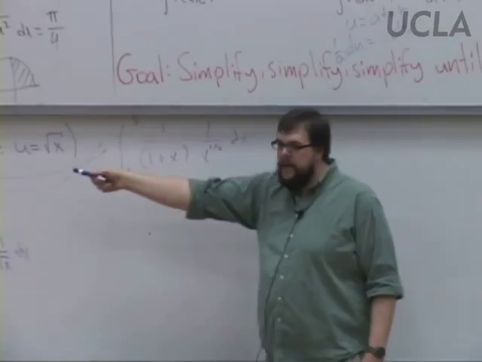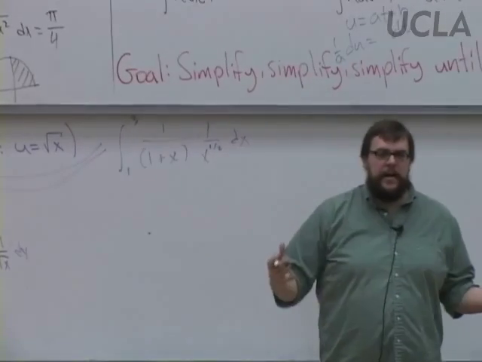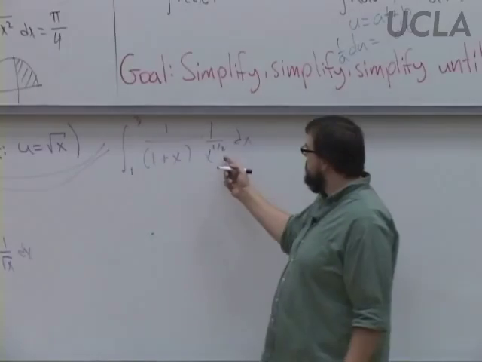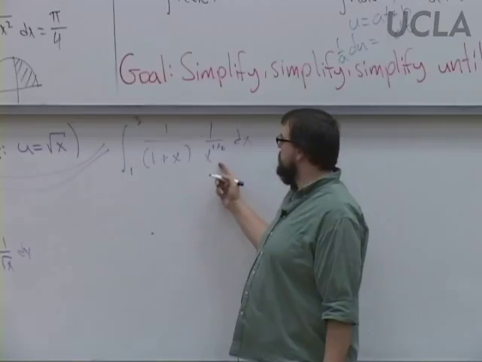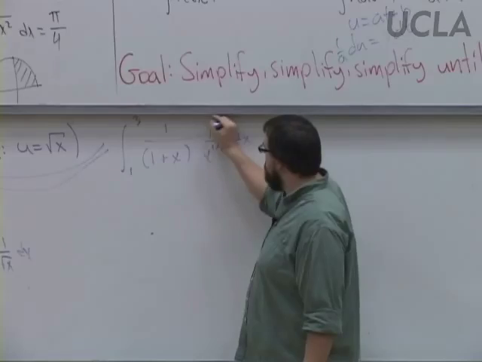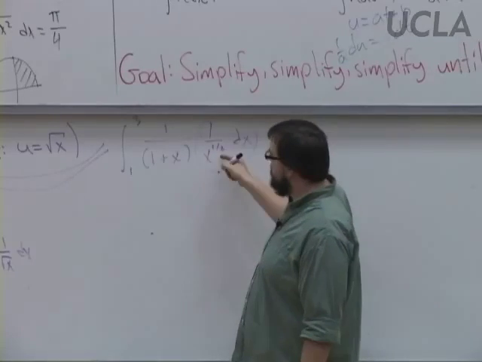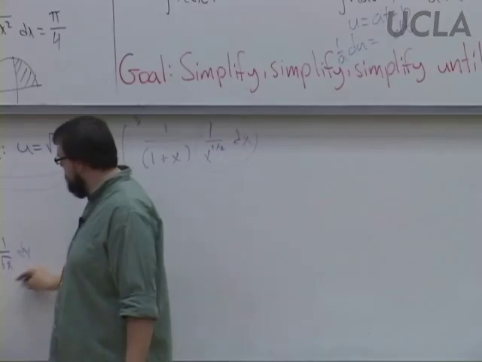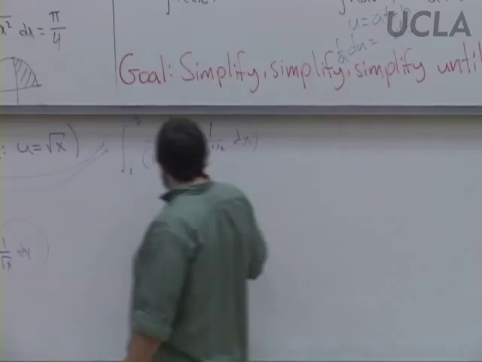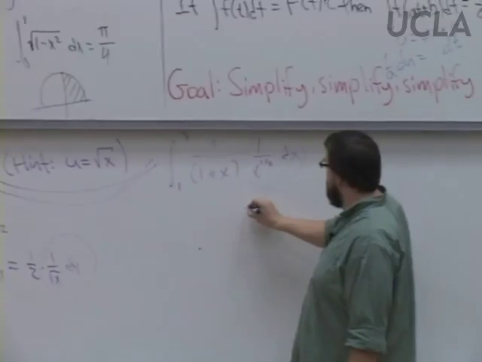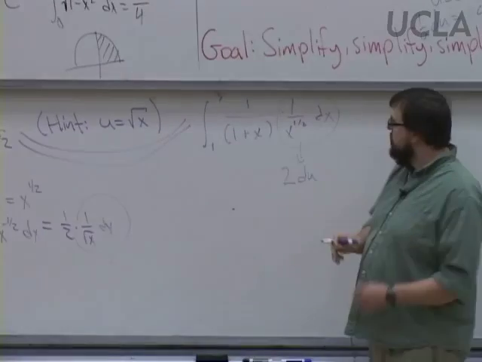Because I have x to 1/2, I have x to 3/2. So let's just factor out x to 1/2. And if I do that, I get 1 plus x times x to 1/2. And this is good, because this dx over x to the 1/2, that's right here. So in particular, this part is easy now. That's simply 2 times du.